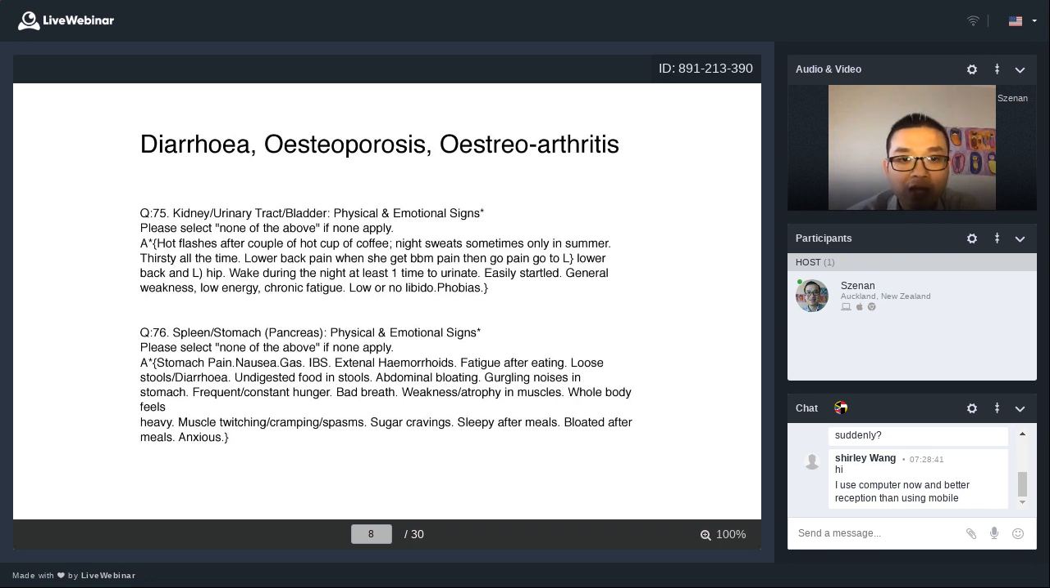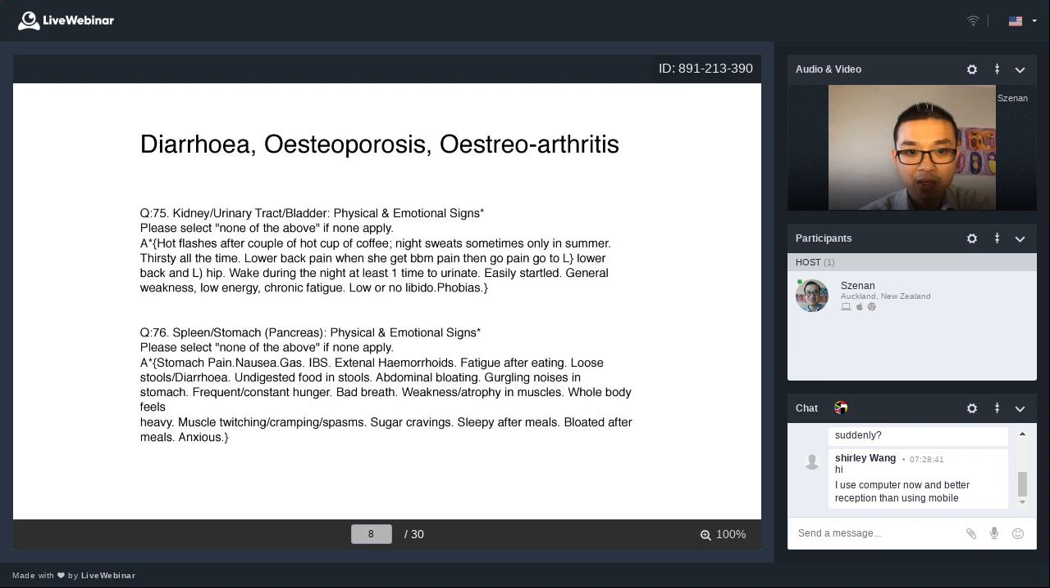Wakes during the night at least 1 time to go to the toilet. We know this is kidney, not good. Easily startled. General weakness, low energy, chronic fatigue, low or no libido. Spleen and stomach.